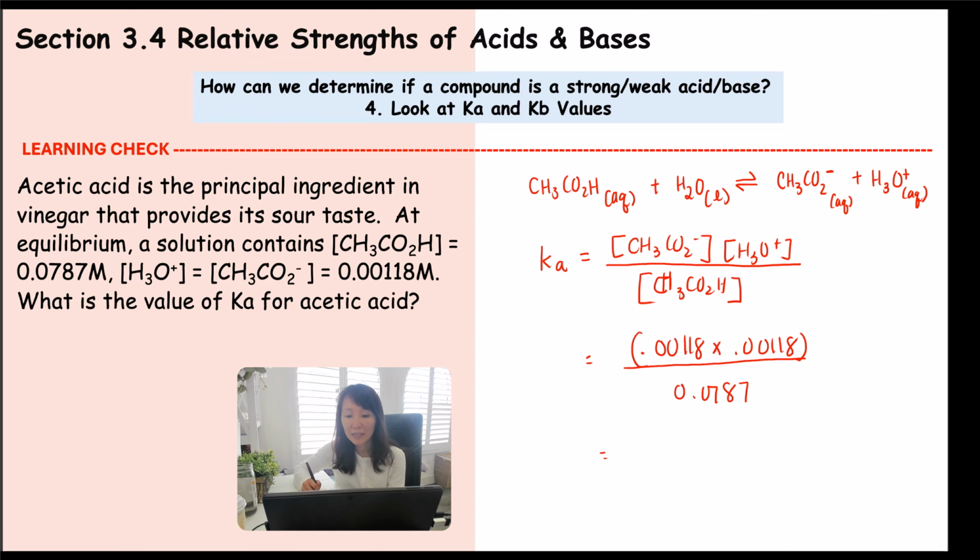Coming back, the calculation should show that this is 1.77 times 10 to the negative 5. So what does that mean in terms of the strength? Is this a weak acid or a strong acid? It's less than 1, definitely. So this is considered to be a weak acid.